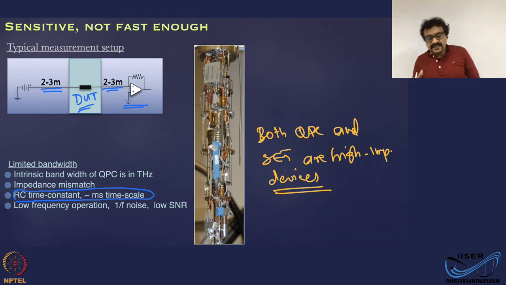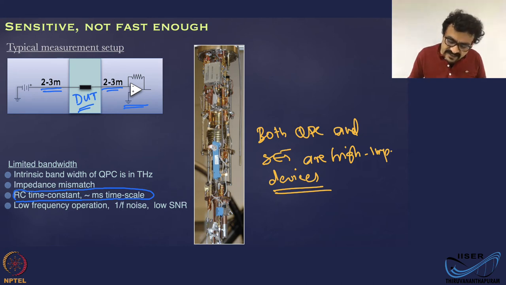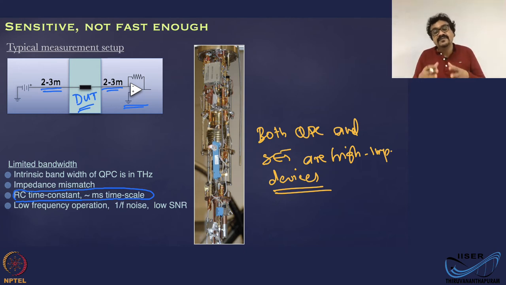Another way to look at that is, you have a high impedance device sitting somewhere on the bottom. What you're seeing here is a typical fridge setup. Fridge means a dilution fridge, which is used for this measurement, which has many meters of wires, as I described, inside, starting from room temperature down to the coldest region. And the device is high in impedance, and these wires are low in impedance.